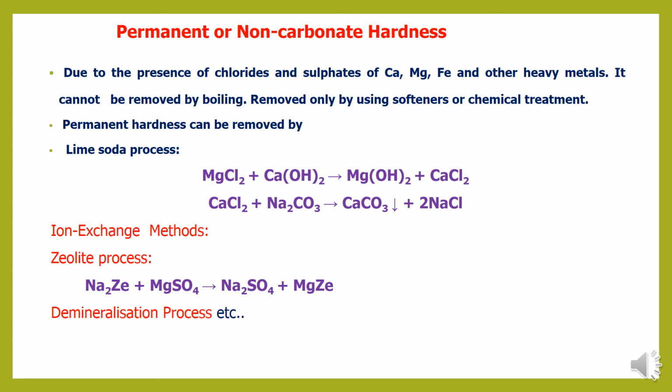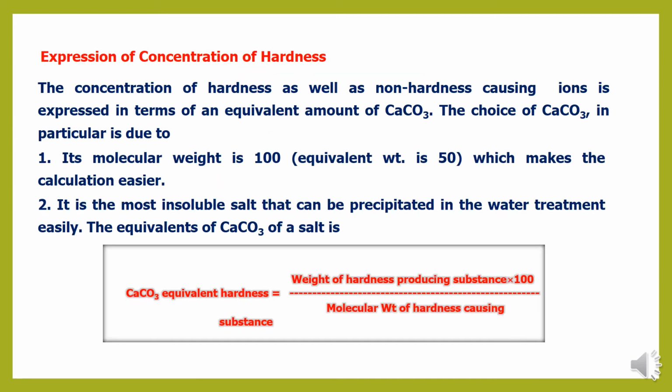The second process is called the demineralization process. The methods of removal of permanent hardness will get discussed under a special topic called demineralization, which will quickly follow after these topics get over. Now look at this, this is about the expression for concentration of hardness. We all know that calcium carbonate is going to be taken as a standard reference compound for expressing concentration of hardness. Now, why is calcium carbonate selected?